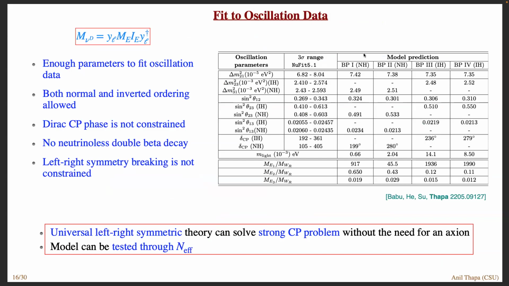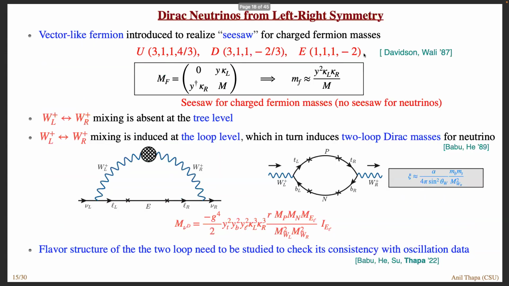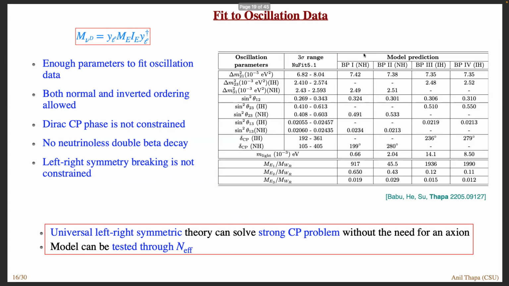So this is just the oscillation fit. It turns out that it has enough parameters to fit oscillation data. Both normal and inverted ordering are allowed. Dirac CP can be anything you want. No neutrinoless double beta decay. Electricity is not really constrained. If you want to understand why it's not constrained, I can tell you more detail, because you have two diagrams, one with the longitudinal mode and one with the transverse mode. The one with the longitudinal mode plays a role. That's why there is no scale for the electroweak breaking.